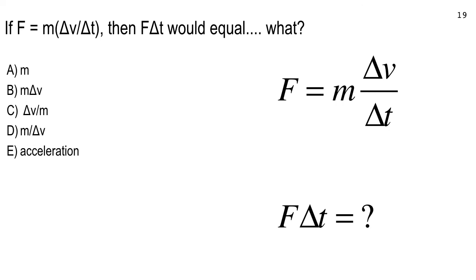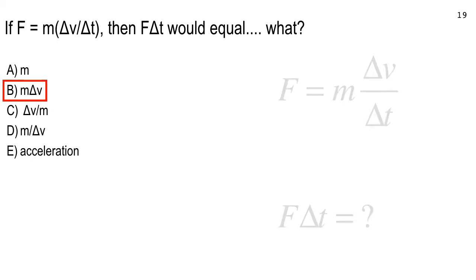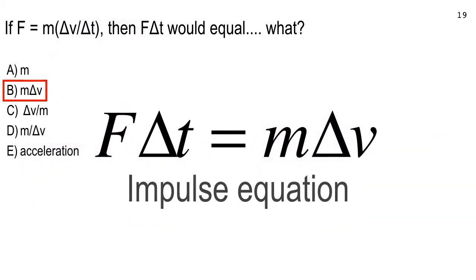And most of you got it correct, m delta v. And so that brings us to another version of Newton's second law called the impulse equation. The impulse equation is this: F delta t is equal to m times delta v. That's Newton's second law, but kind of rearranged. The furniture is kind of rearranged, but basically it's Newton's second law. And it's known as the impulse equation.